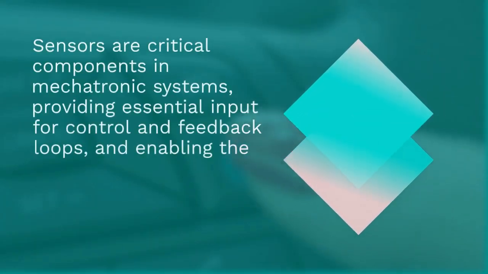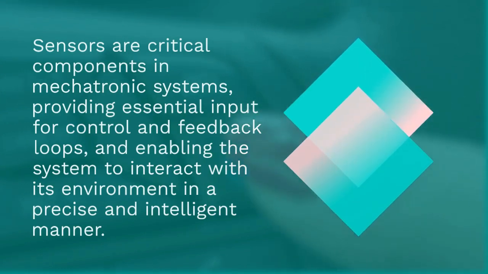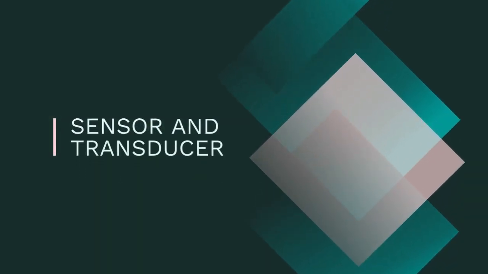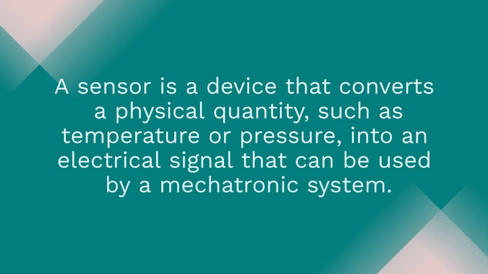Sensors are critical components in mechatronic systems, providing essential input for control and feedback loops, and enabling the system to interact with its environment in a precise and intelligent manner. While sensors and transducers are both used to detect and measure physical phenomena, there is a subtle difference between the two. A sensor is a device that converts a physical quantity, such as temperature or pressure, into an electrical signal that can be used by a mechatronic system.